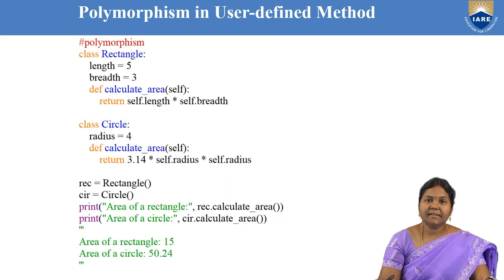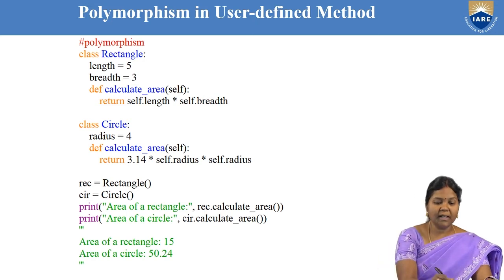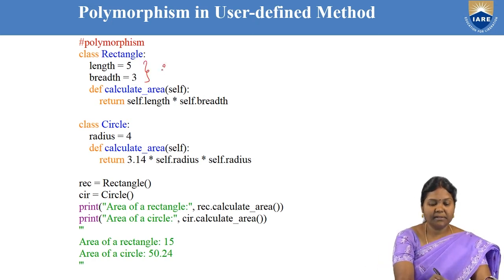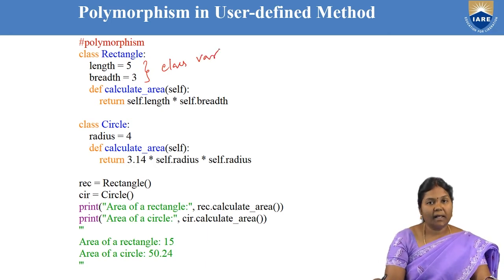Now, let us see this example. Suppose rectangle is a class. There are two class variables, length and breadth. Now, there is a method called calculate area, which is defined in the rectangle class. This method calculates the area by doing length into breadth. So, return self.length into self.breadth.